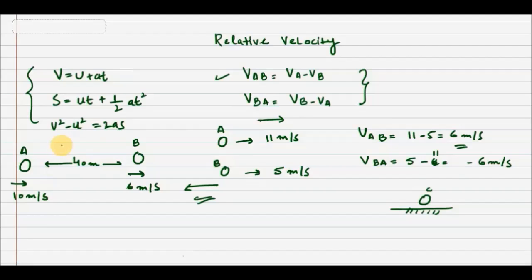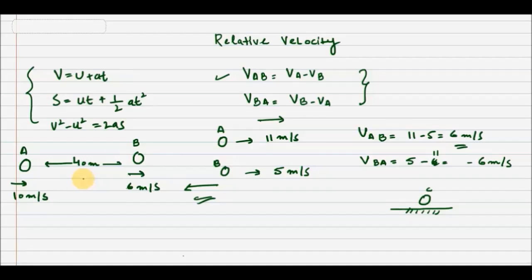right? Since A is moving faster than B, there will be a time when both A and B will meet each other, right? They have a distance of 40 meters right now. After some time, this 40 meters will become shortened, and point A will finally meet point B, right?